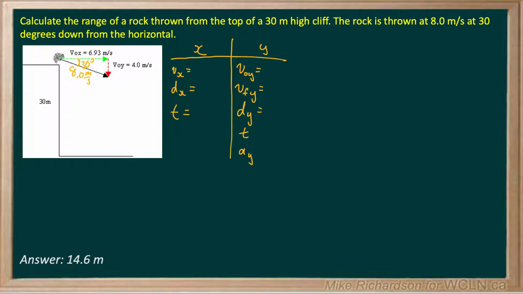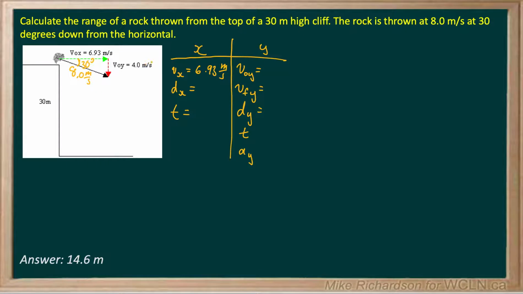8 meters per second. So as usual, we want to break our original velocity down into its x and y components. Now its x will be 6.93 when you do cos. So 8 cos 30 is 6.93. And when I find the y, which is opposite to the angle, we're going to use sine. So it'll be 8 sine 30, which is 4 meters per second.